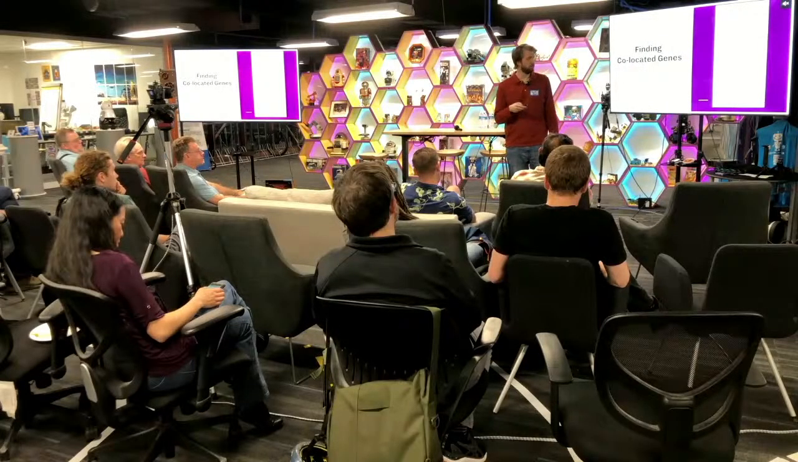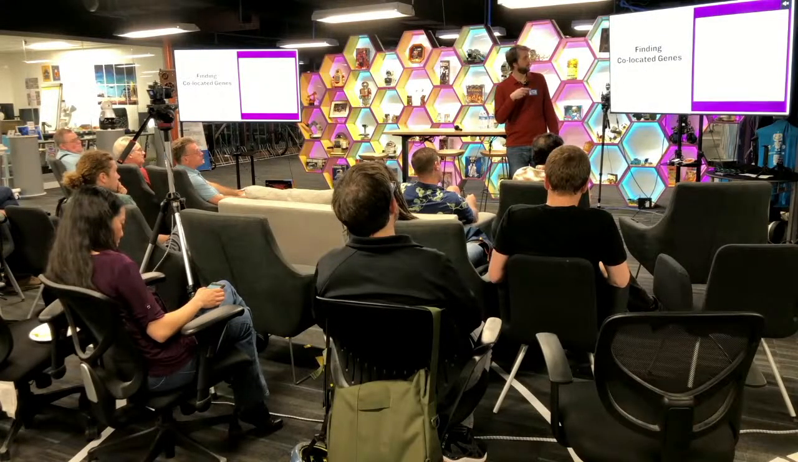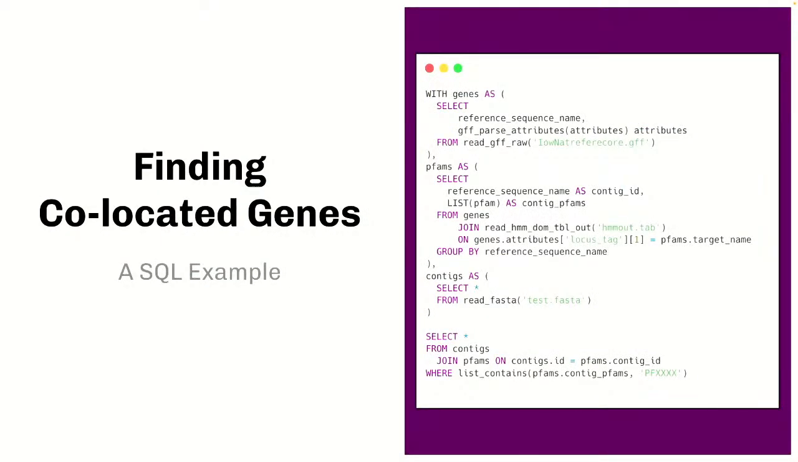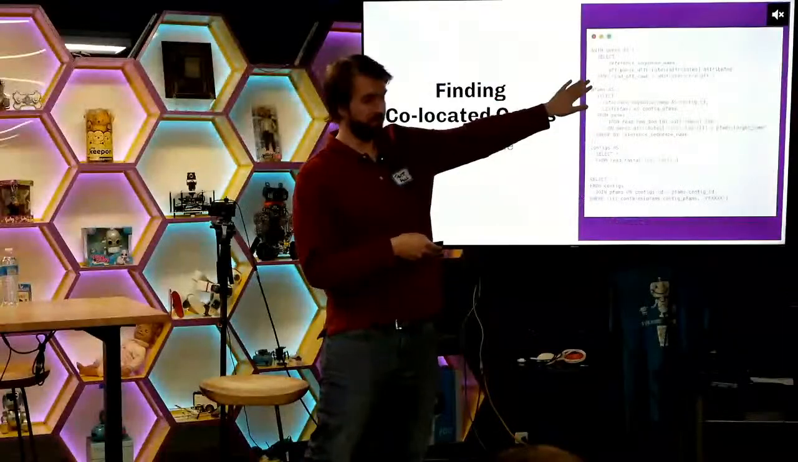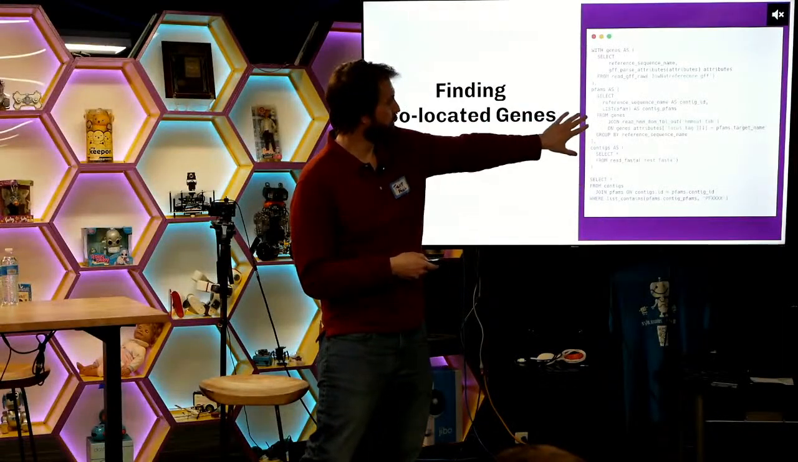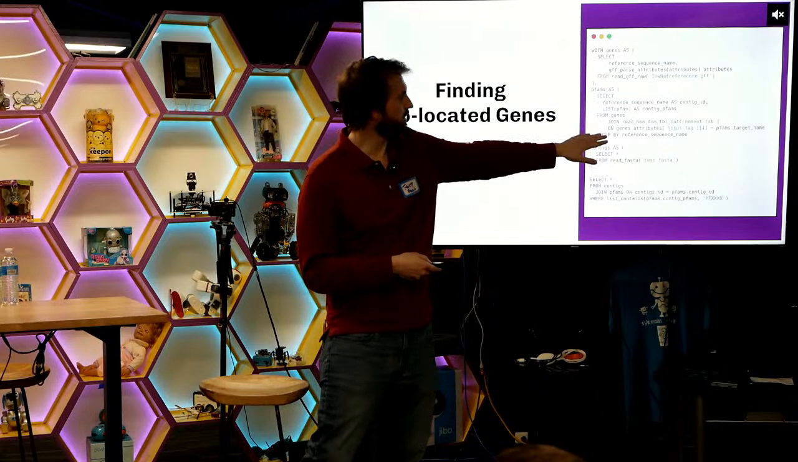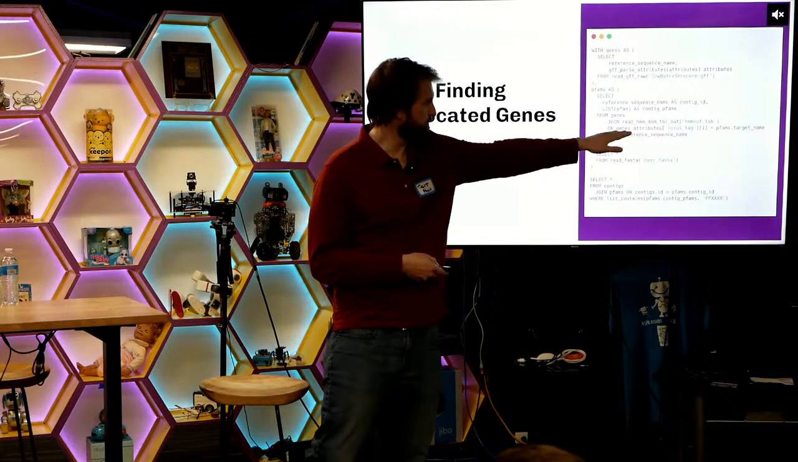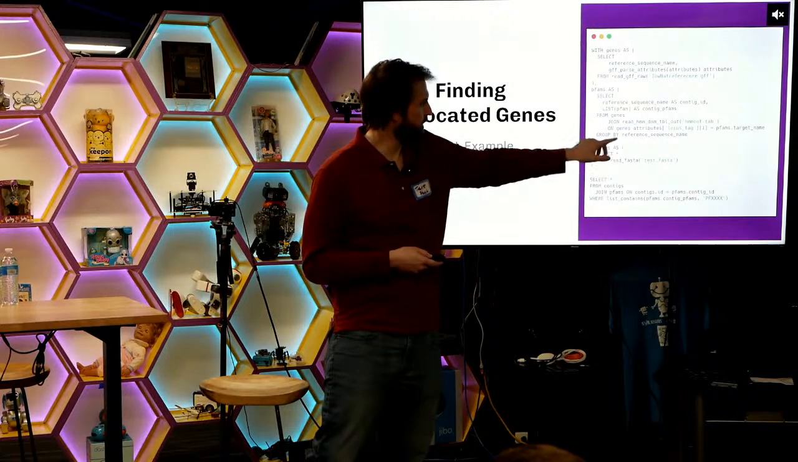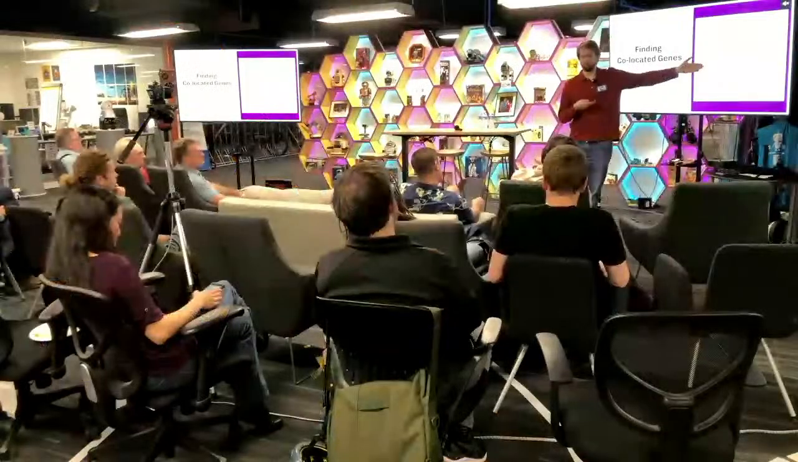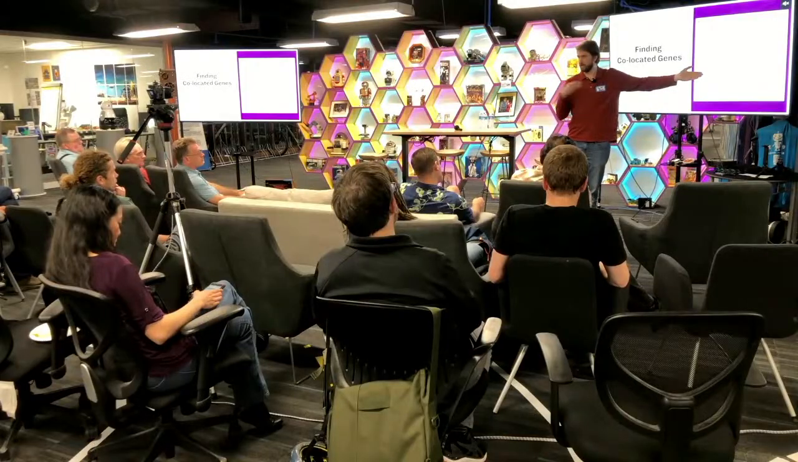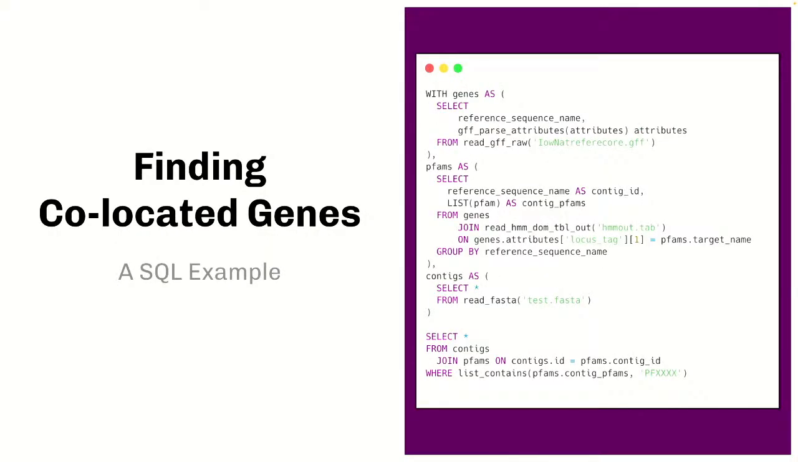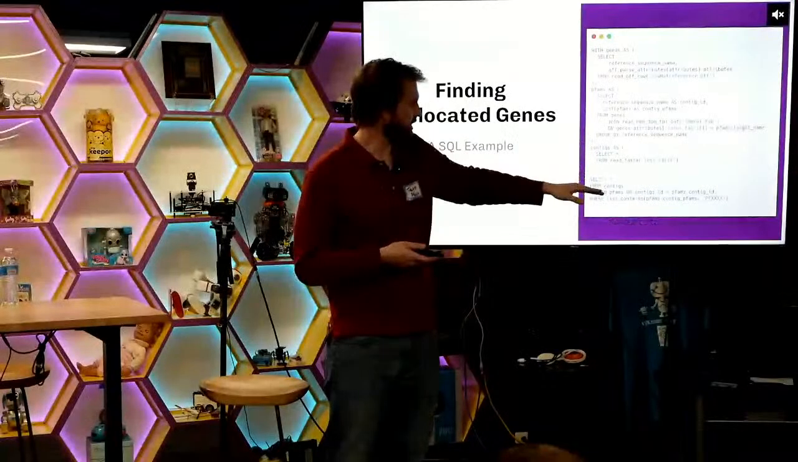And so this idea of joining data back together can be expressed in SQL, where you can read in a GFF table locally. You can then join that with, say, the output of the domains from an HMM output, so the tab output. You then can potentially join your locus tag with the target of the PFAM, grouped by the reference sequence name. So this would be the contig in this case.